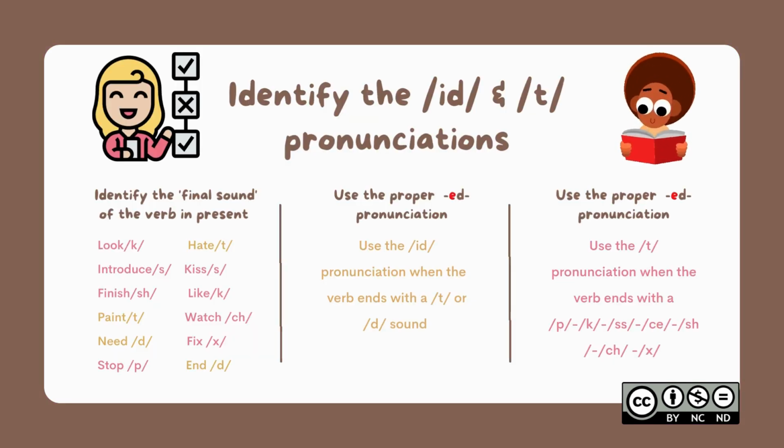Now, how can you learn them? How can you identify and learn the pronunciation? Very simple. Let's learn pronouncing ID and T sounds, and whatever is left is a D sound. What does that mean? It's easier to learn ID and T sounds than to learn all the D sounds.